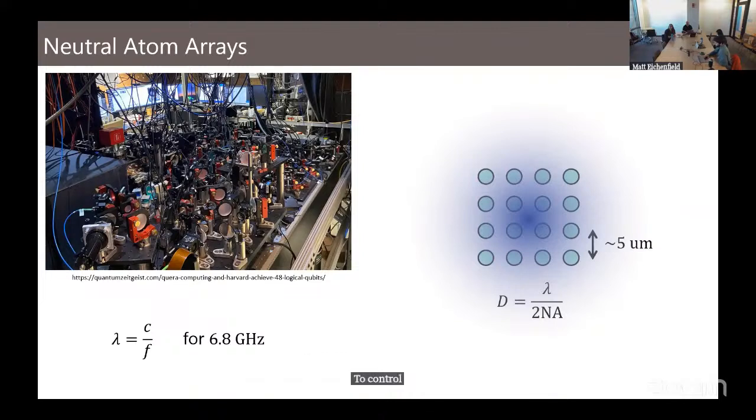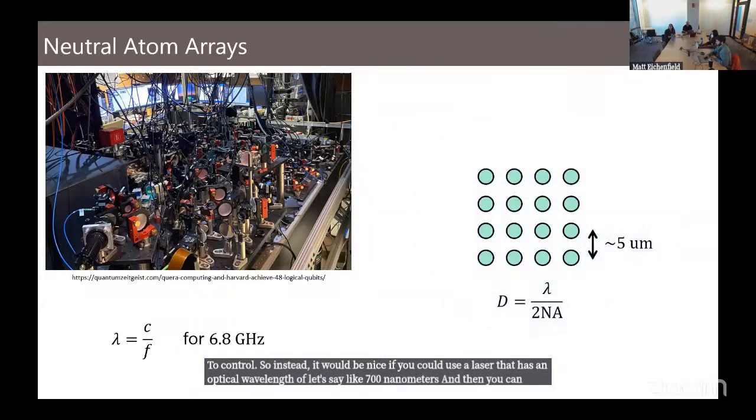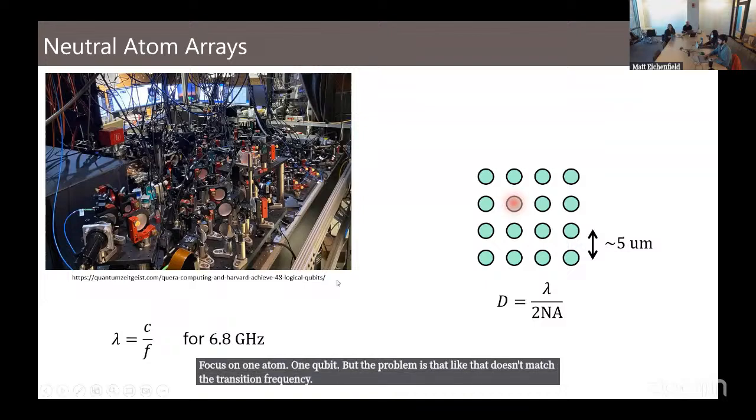Instead, it would be nice if you could use a laser that has an optical wavelength of, let's say, 700 nanometers, and then you can focus the spot size down to a tiny spot that would only focus on one atom, one qubit. But the problem is that doesn't match the transition frequency. The transition frequency is in the gigahertz range, and this would be in the hundreds of terahertz.